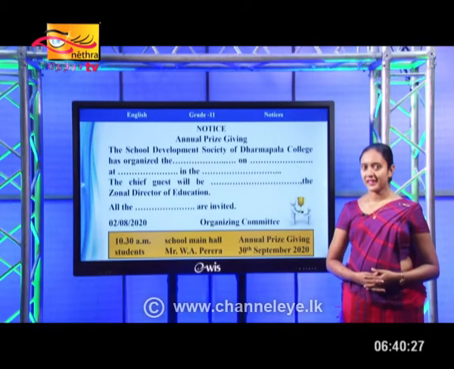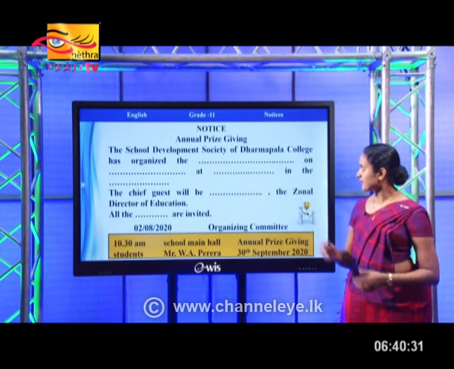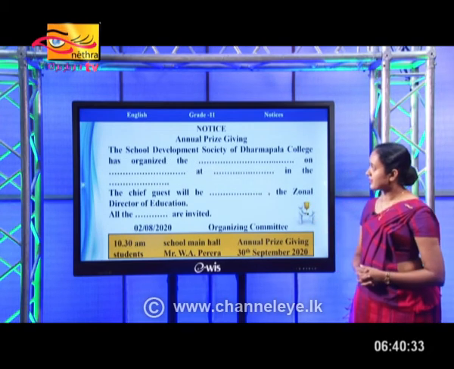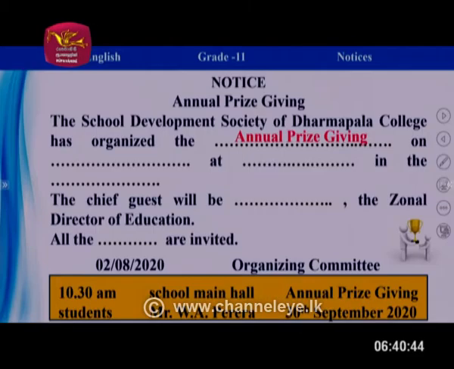Okay children, now take a couple of minutes and try to complete this notice. Hope you could complete the notice. Let us check it. Annual prize giving. The School Development Society of Dharmapala College has organized the, so what could be the answer here? What is the event which is going to be held? It is annual prize giving.